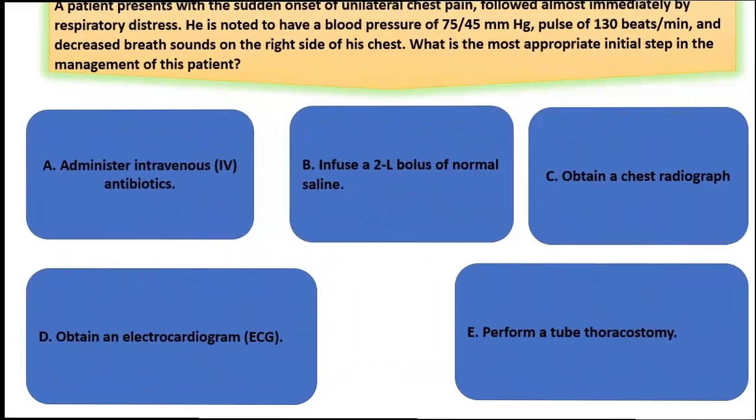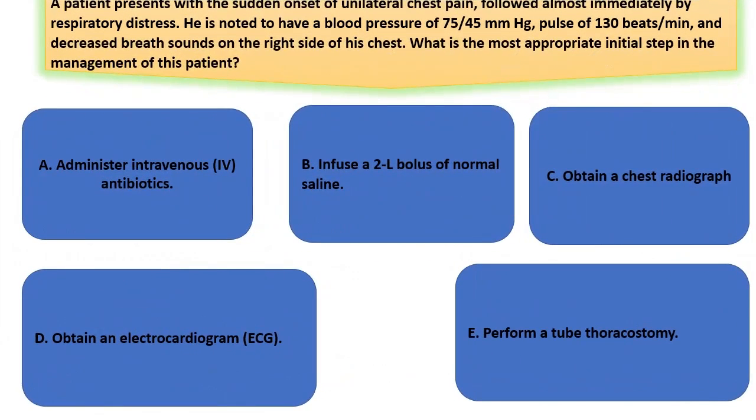A patient presents with the sudden onset of unilateral chest pain, followed almost immediately by respiratory distress. He is noted to have a blood pressure of 75/45 mmHg, pulse of 130 beats/min, and decreased breath sounds on the right side of his chest. What is the most appropriate initial step in the management of this patient?